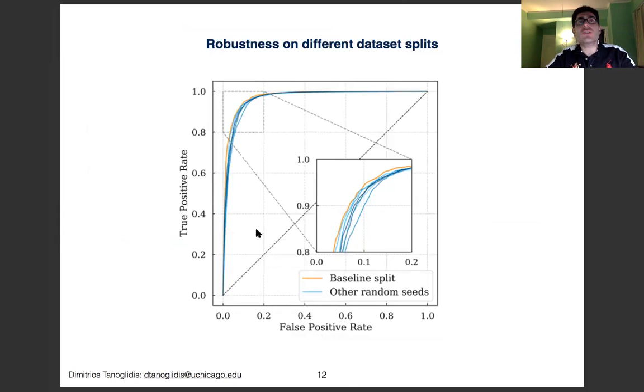So let's check also, we tested the robustness on splitting the data set in different ways. You can see that even if we change the split using different random seeds in the separation between training, test, and validation sets, the results stay pretty much the same. We don't have much variation.